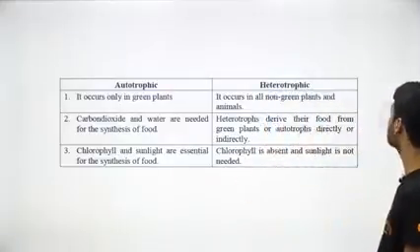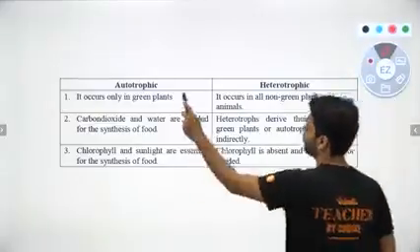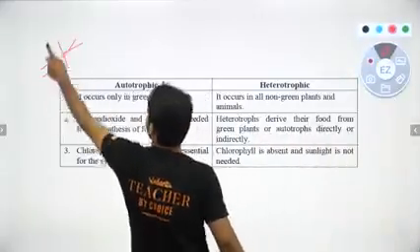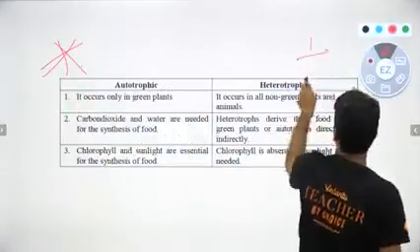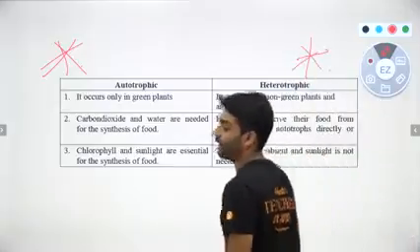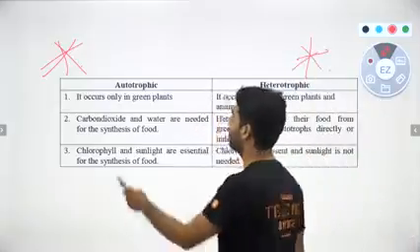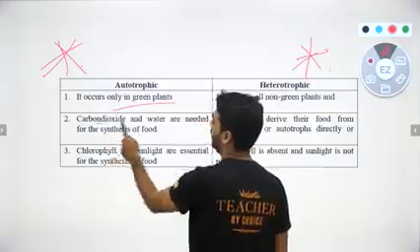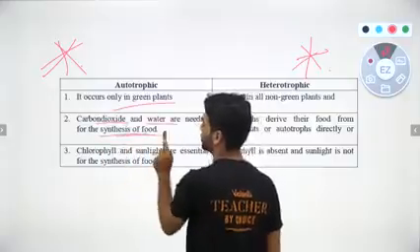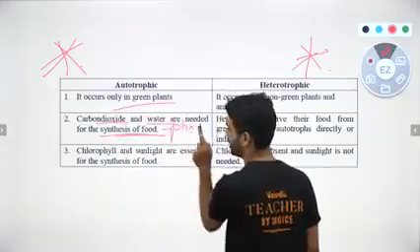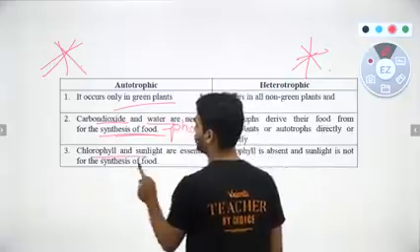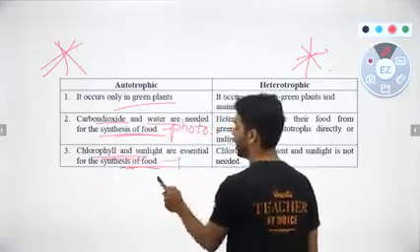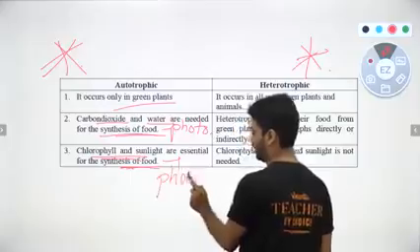To summarize the chapter, the most important question from this particular chapter is the difference between autotrophic and heterotrophic plants. Autotrophic, it occurs in green plants. Carbon dioxide and water are needed for the synthesis of food. The process is called photosynthesis. Chlorophyll and sunlight are essential for the synthesis of food, which is again indicating towards photosynthesis.